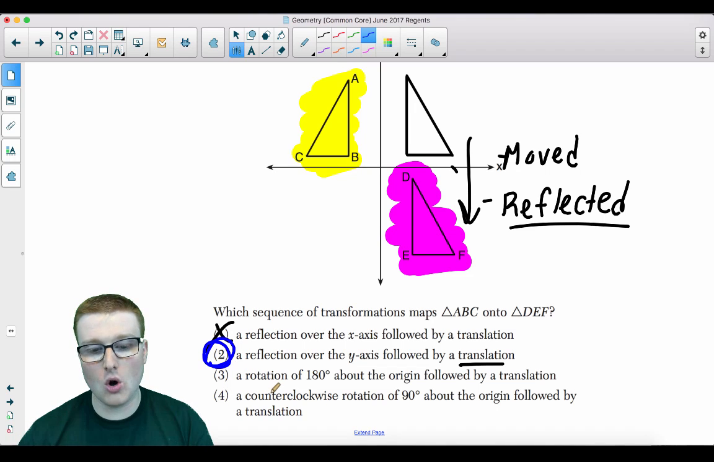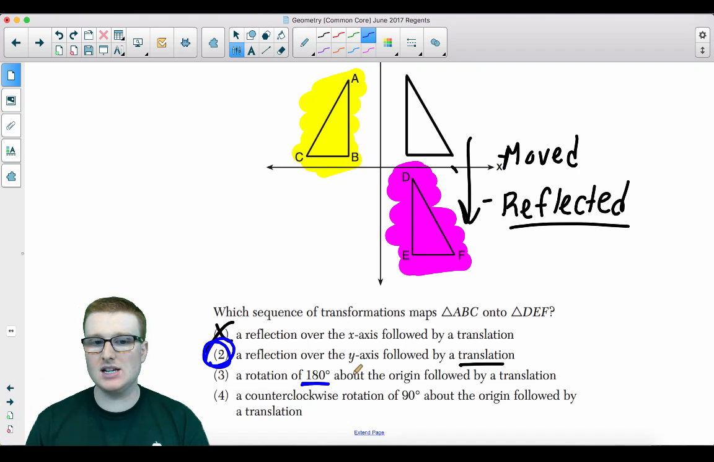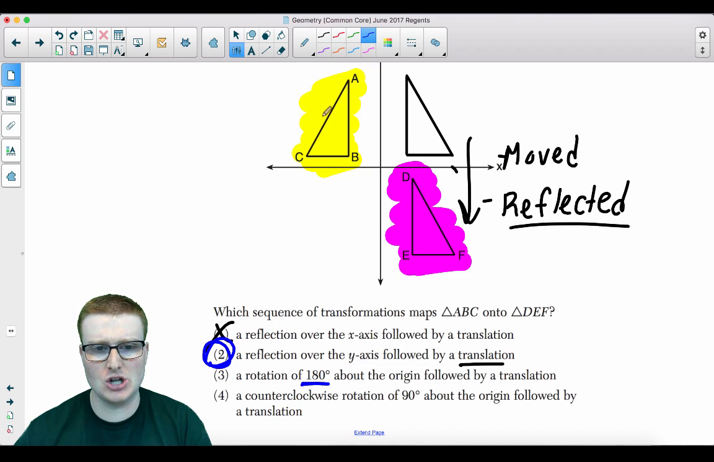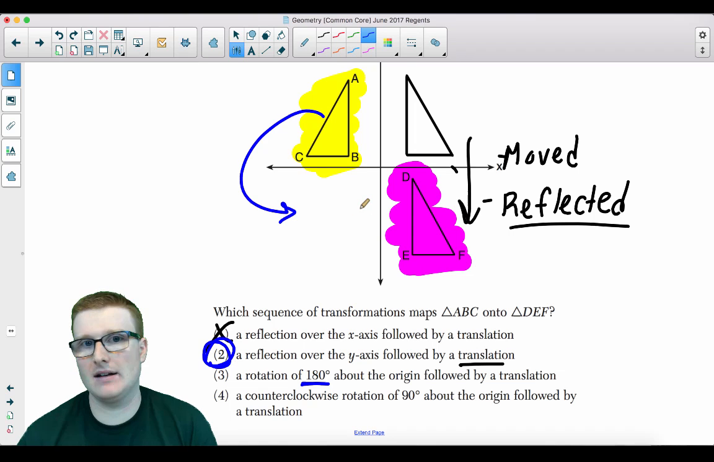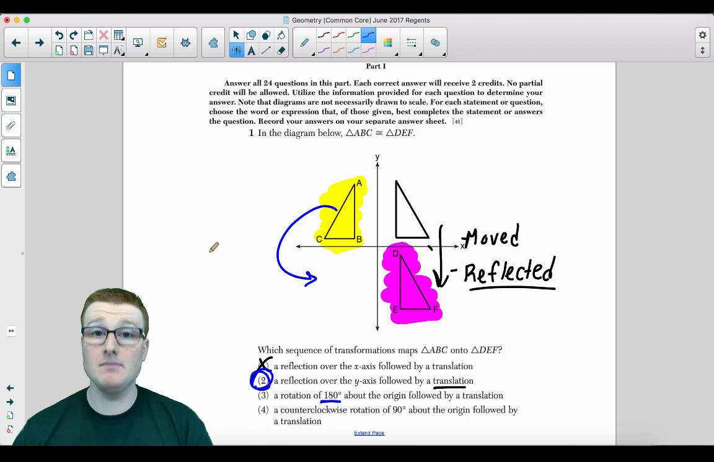Choices 3 and 4 both show a rotation followed by a translation. A rotation in this case of 180 can't work, followed by a translation. That can't happen. A counterclockwise rotation of 90 degrees, it means it's going in this direction, and then followed by a translation. Again, that can't work because the orientation is not the same. All right, so for number 1, it's choice 2.